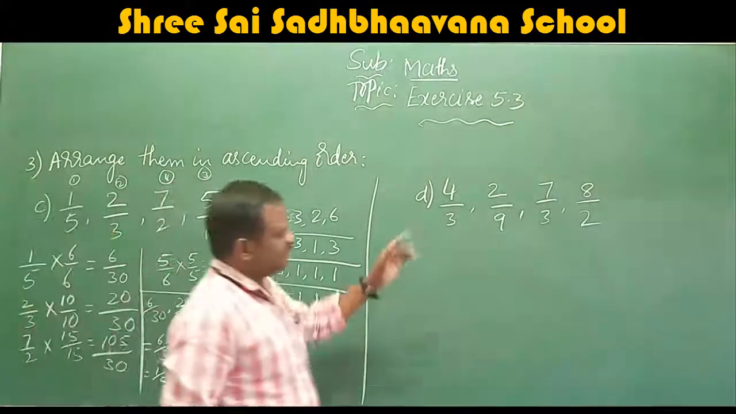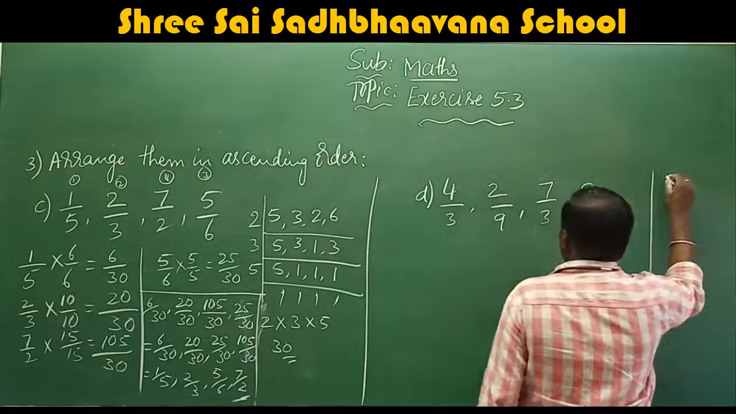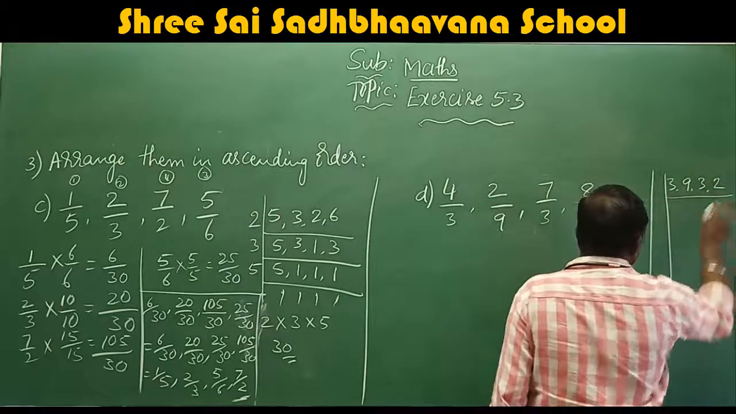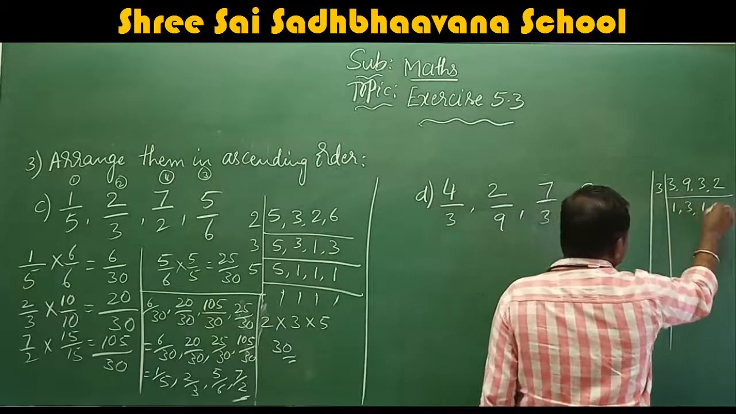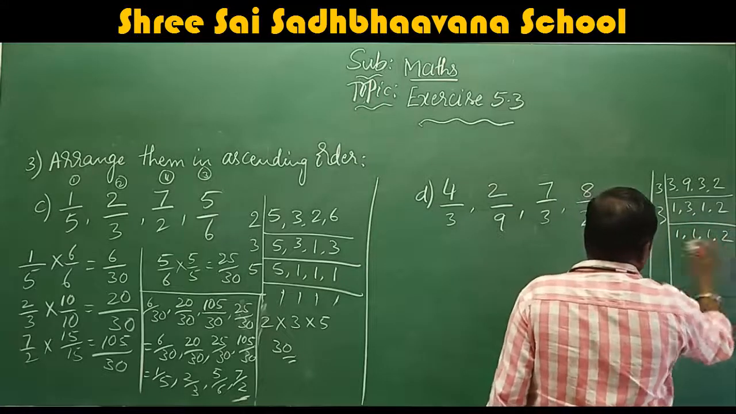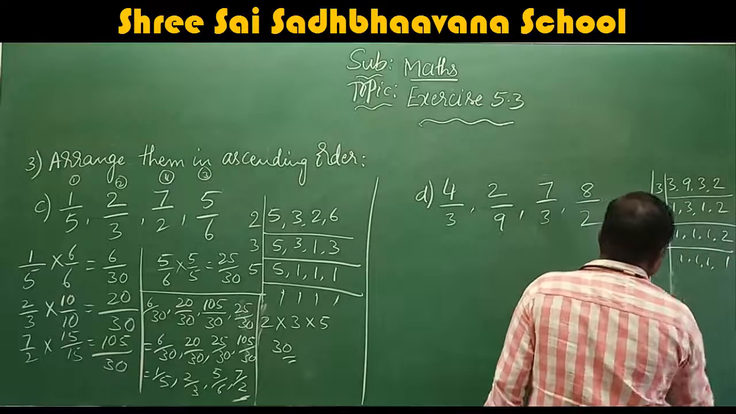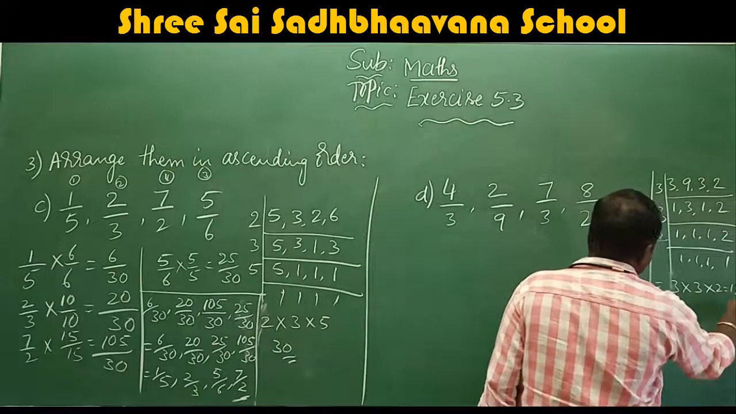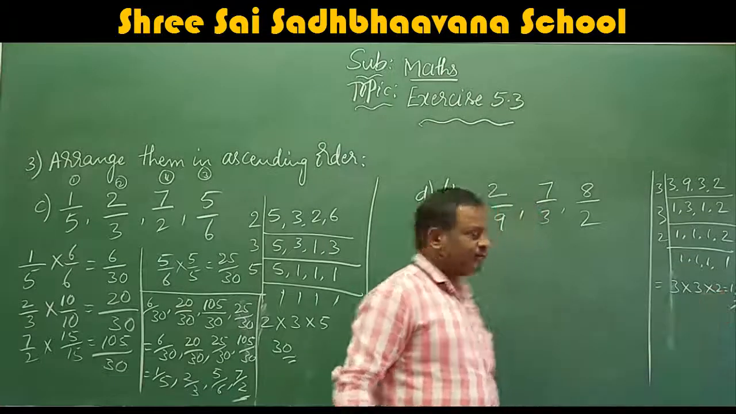Next, in the same way, what is the LCM for 3, 9, 3, 2? Here these are all divided by 3: 3 ones are 3, 3 threes are 9, 3 ones are 3, 3 twos are 6. That's all, from 1, 3, 2. So what is the LCM? 3 into 3 into 2, that is 18. So make all the fraction denominators 18.